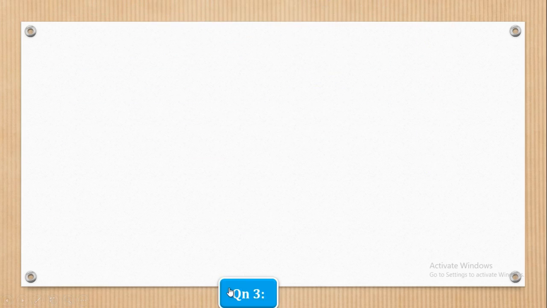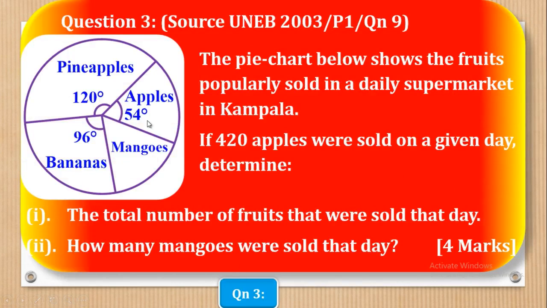Now we shall go to question 3, and question 3 says the pie chart below shows the fruits popularly sold in a daily supermarket in Kampala. If 420 apples were sold on a given day, determine part A, Roman 1, the total number of fruits that were sold that day, and Roman 2, how many mangoes were sold that day.